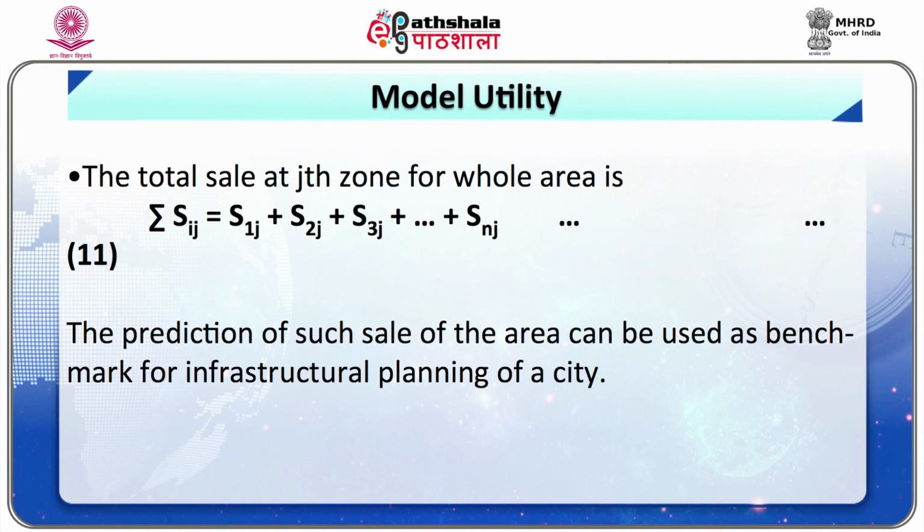Now C, the total sale at jth zone for whole area is summation Sij is equal to S1j plus S2j plus S3j plus Snj. This is the equation 11. The prediction of such sale of the area can be used as benchmark for infrastructural planning of a city.